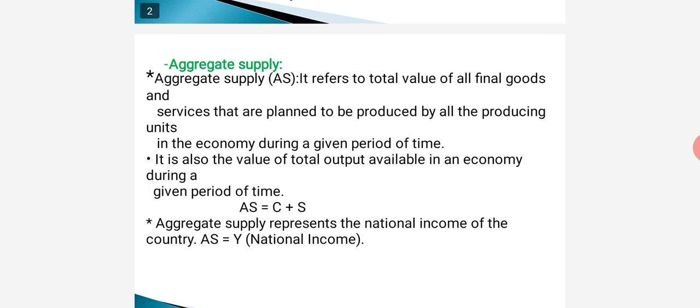Aggregate supply is identical to national income according to J.M. Keynes. He said that whatever we produce, if we add that value, we will get national income. So it is identical to national income, and AS is equal to C plus S, which means our income goes into consumption and savings.